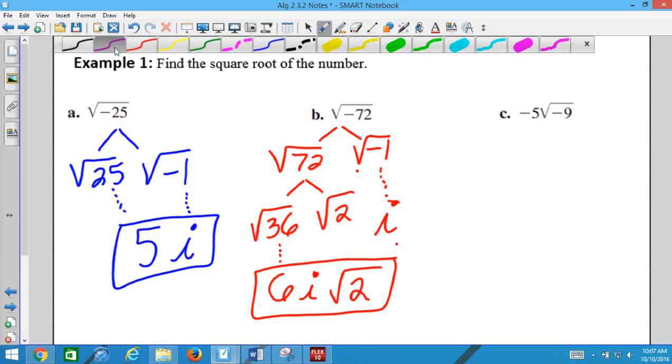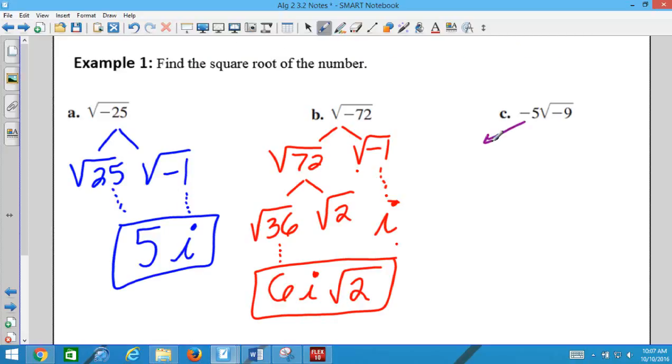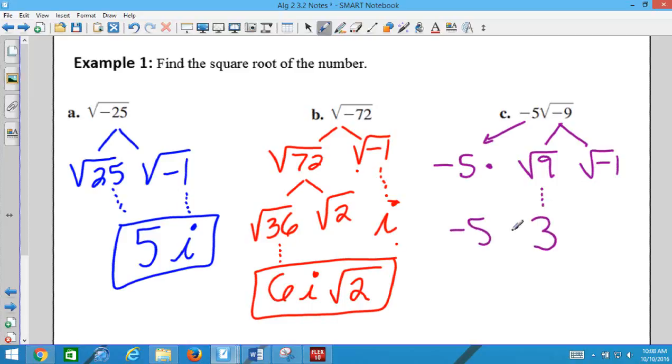Question C has a -5 out front. And that -5 is next to the radical. And if it's next to it, what does it mean? Well, it means multiply. So I've got a -5 multiplied by, now I'm going to break that down, square root of 9, square root of -1. And square root of 9 is 3. So now I have -5 multiplied by 3, and then square root of -1 is i. So we have -15i.